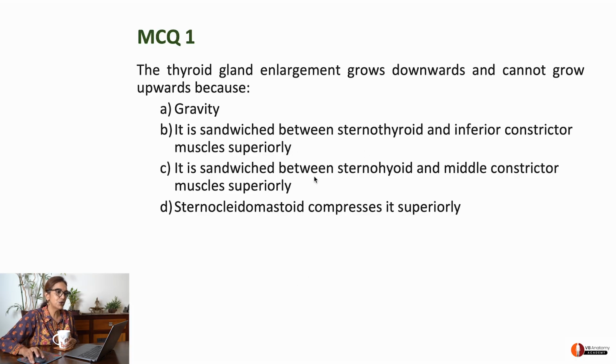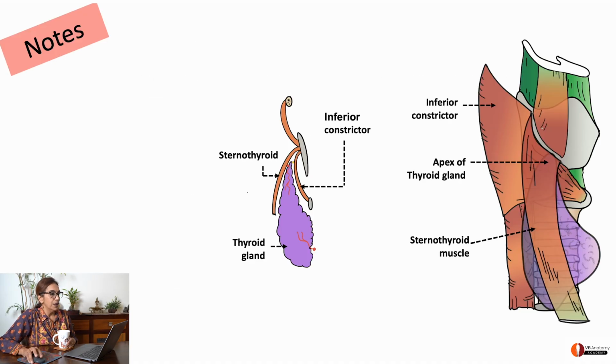It is sandwiched between sternothyroid and inferior constrictor. Remember, both sternothyroid and inferior constrictor are attached to the thyroid cartilage. Okay, I'll show you why B is the answer. Come. So now use this image as your reference image. See that this is the apex of thyroid gland. This muscle on top of it is sternothyroid. This muscle deep to it is inferior constrictor.